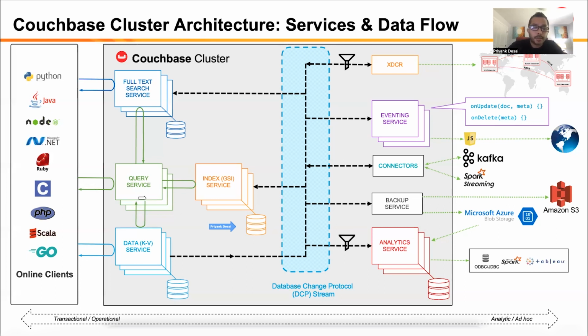Coming back to the query service, you can see these green arrows going from the data service, from the index service, from full text search, and so on. Anytime the client submits a query against the Couchbase cluster, the query service is the service that parses the query and determines if there is any supporting index available. If there is an index available, it makes use of that index, gets the necessary attributes that the query is asking for, and sends them back to the client.